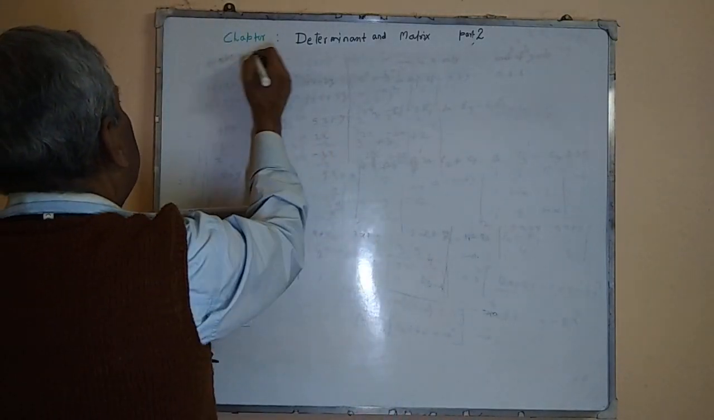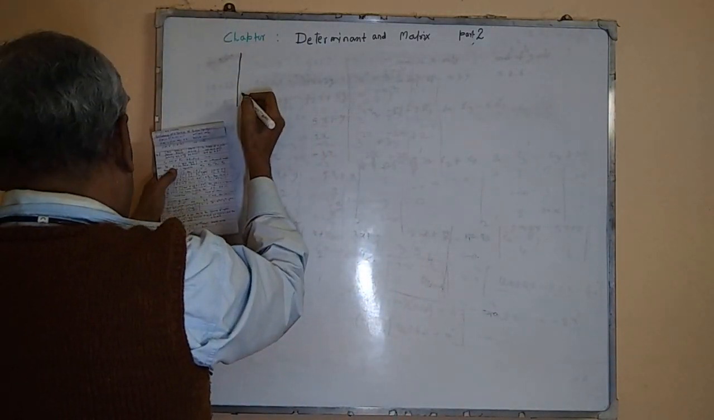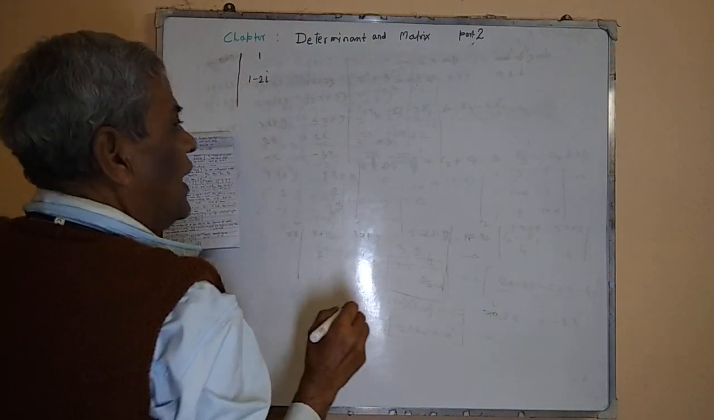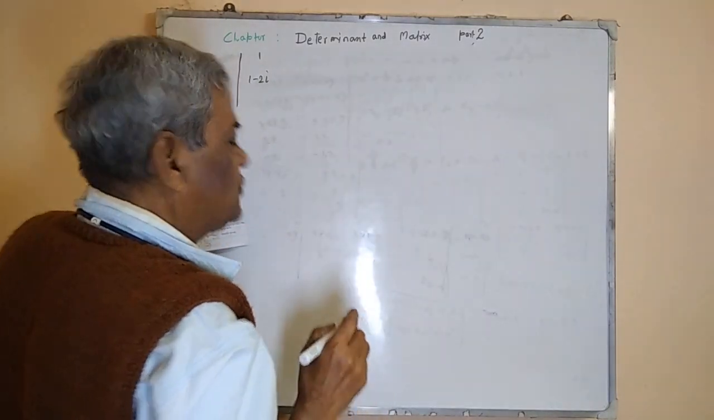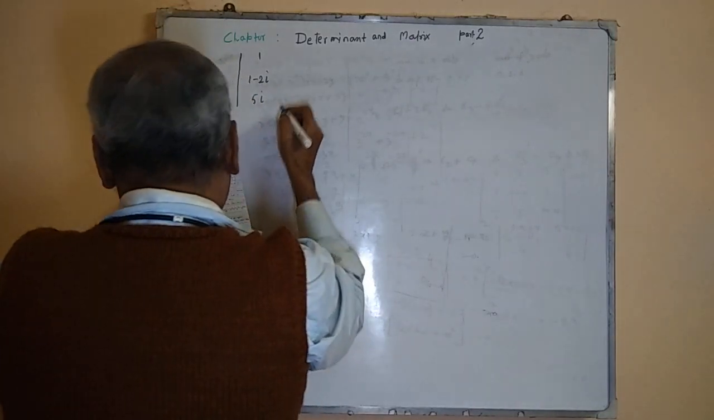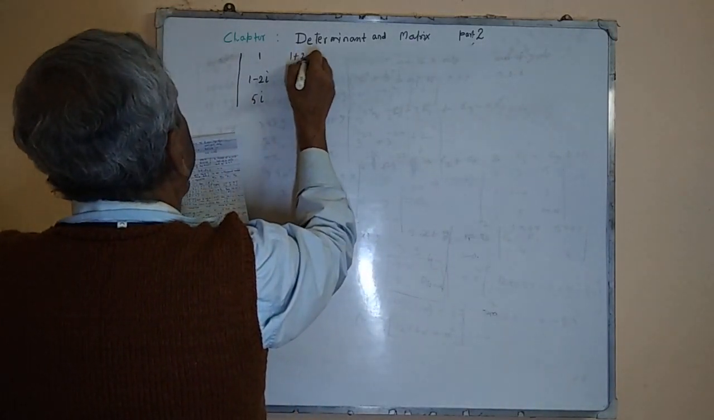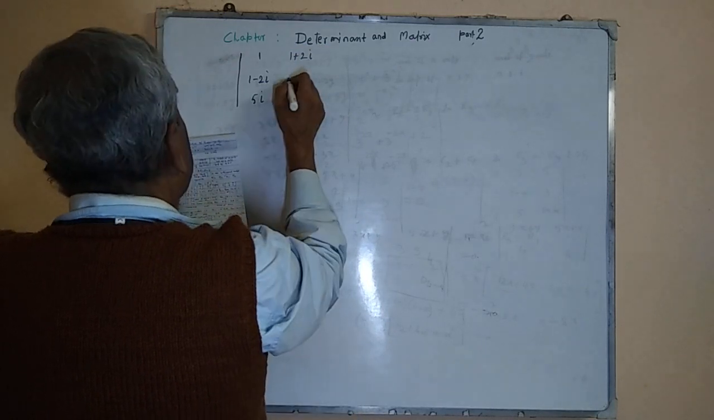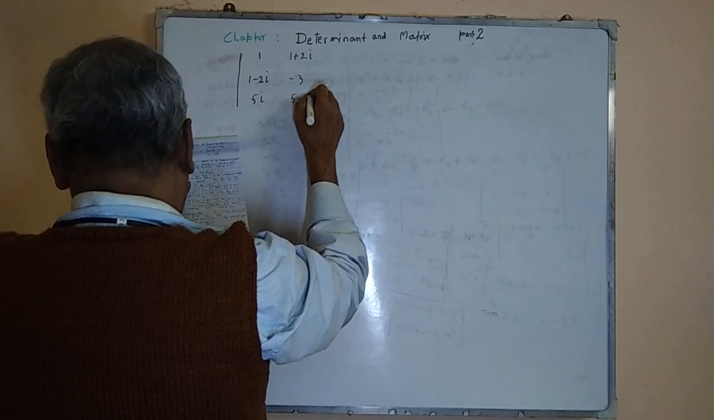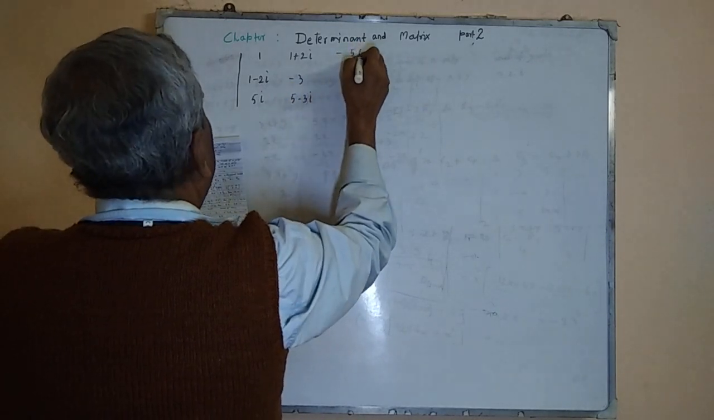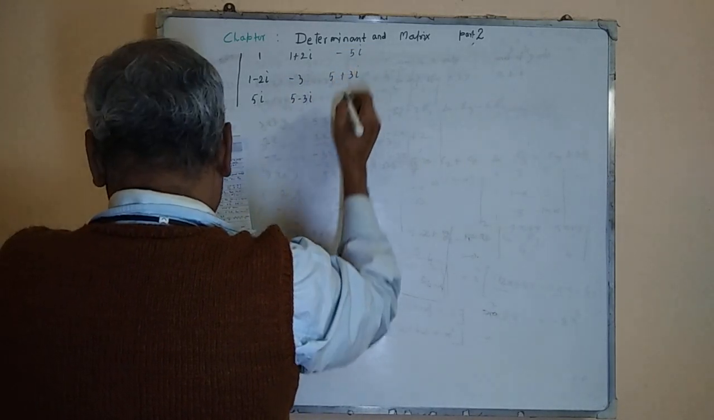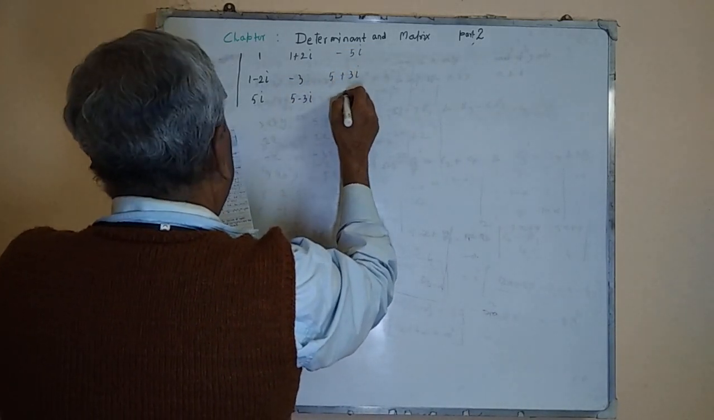The determinant: 1, 1 minus 2i, root over of minus 1 is i, 5i; then 1 plus 2i, minus 3, 5 minus 3i; minus 5i, 5 plus 3i, and 7.